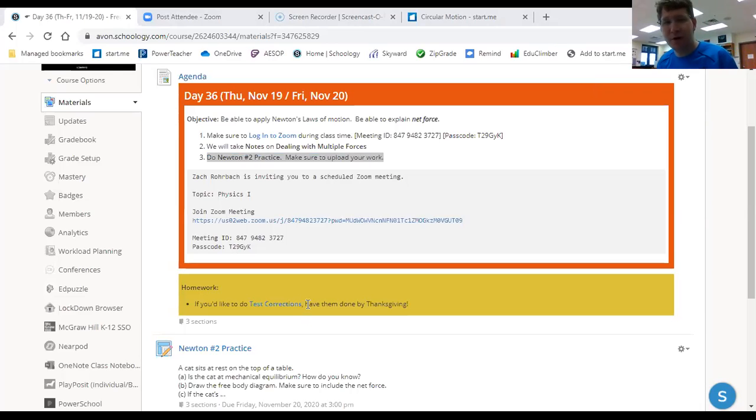All right, so let's go ahead and get started. If you have your notebook out, get out your notebook. If you don't have a notebook, get out a sheet of paper, because we're going to start by taking some notes. And you can label your notes dealing with multiple forces.